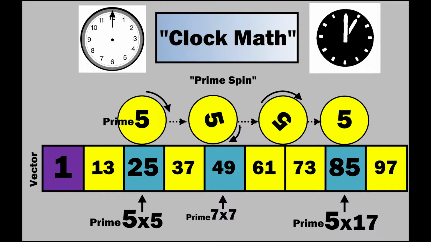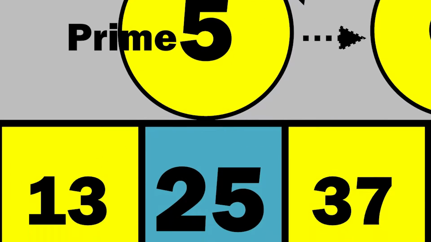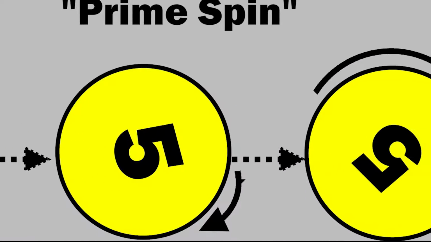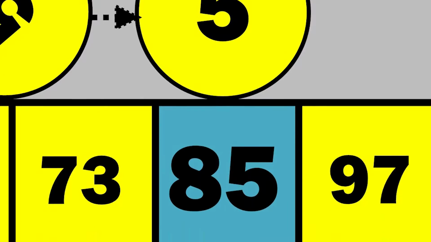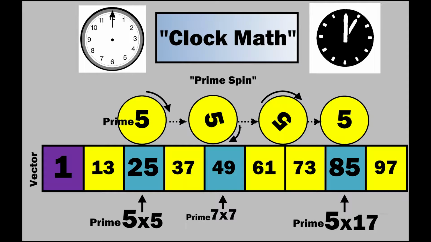For example, the prime number 5, in yellow in the circle, stands on top of 25, a square, in blue. The prime 5 spins toward another composite, 85 in blue. We call this prime spin. It works very well in clock math.